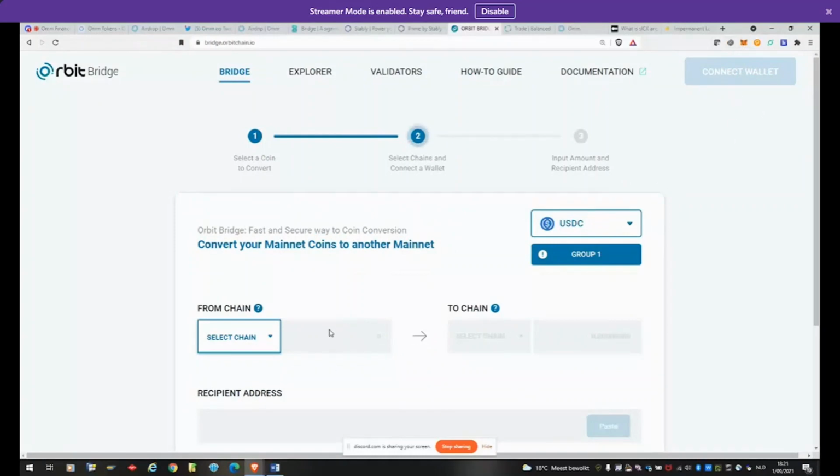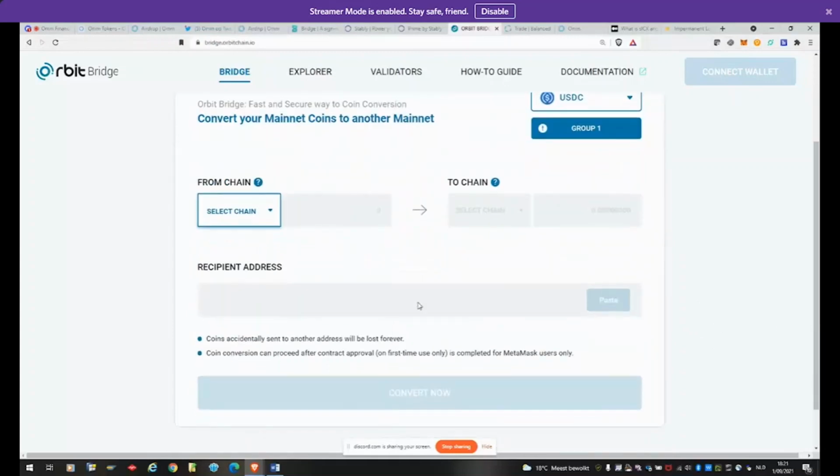And then you can here enter the amount that you want to do. Here you select the Icon chain. You will already see how much you will be getting minus the fees. And then here, this would be the place where you place your ICX address, the destination address, and it just converts. So it's as easy as that.